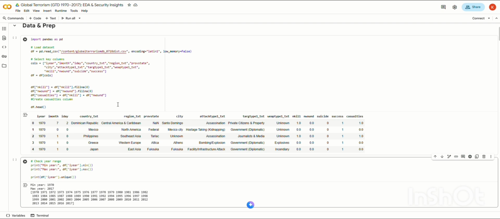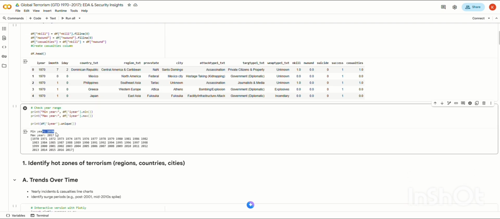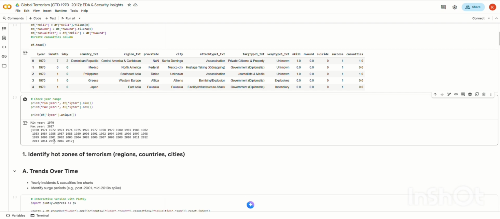Finally, I checked the time range of the dataset. As we can see, the data spans from 1970 up to 2017, covering nearly 5 decades of terrorist activity across the world. This gives us a long historical perspective to explore patterns and hotspots.